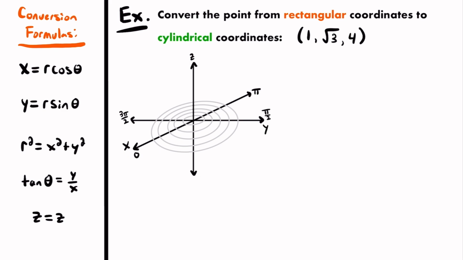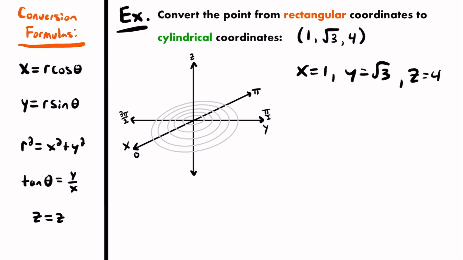Okay, so this is where things are going to start to get a little bit trickier because now we're doing the opposite conversion. We want to convert the point from rectangular coordinates to cylindrical coordinates. And we have the point 1, square root of 3, 4. Okay, so the last two examples we were converting from cylindrical to rectangular. Now we're doing the reverse. So in this case, x equals 1, y equals the square root of 3, and z equals 4.